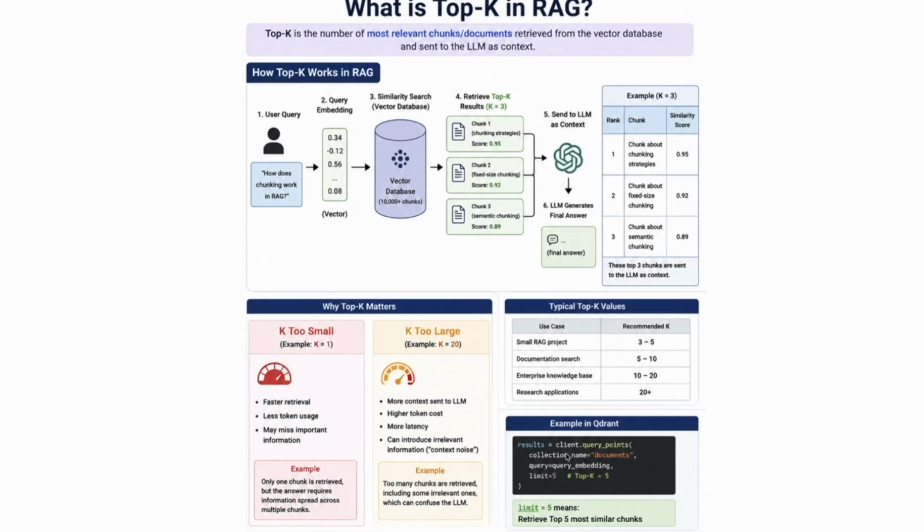So how do you configure this top K while querying the database? You'll be using the client, and this is a method, query points, to search the vector database. Here you are sending a collection name, then the embeddings which you have generated for the query, and on top of that you will be sending a limit. This is nothing but the top K. That means retrieve the top 5 most similar chunks from the entire database for the given question.